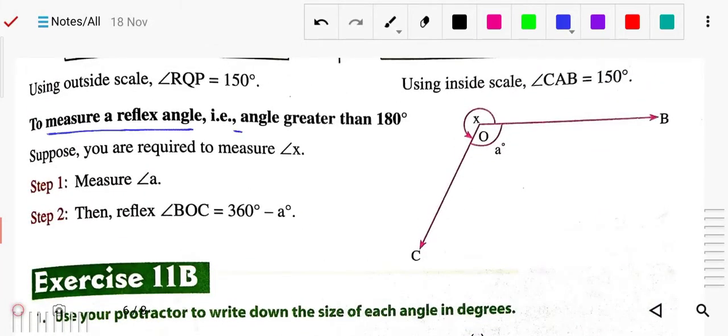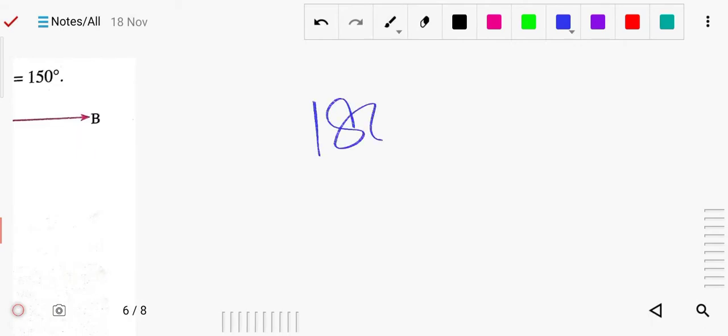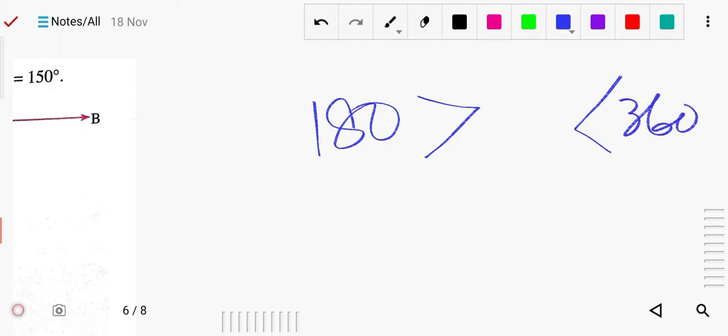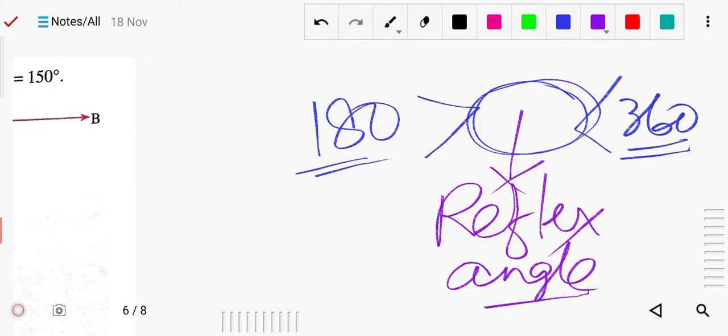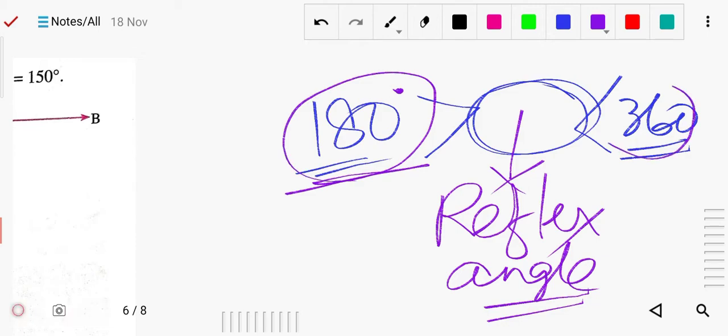Now, one extra thing you should know is about the reflex angle. Sometimes you will get an angle which is greater than 180 and less than 360. This type of angle is called a reflex angle. So what is the reflex angle? The angle between 180 and 360, greater than 180 and less than 360, is called a reflex angle.